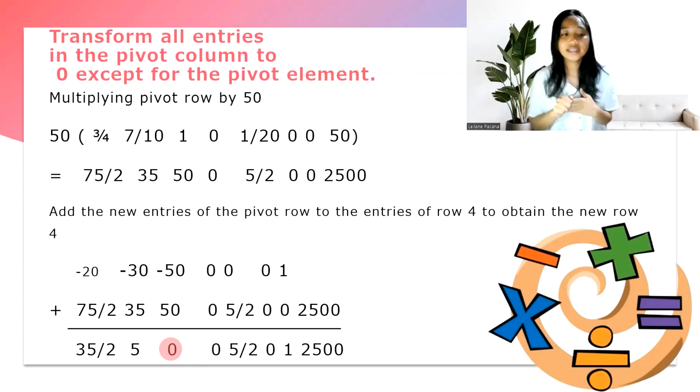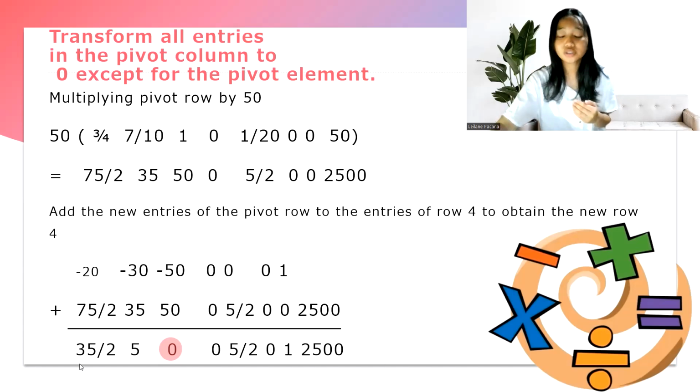So to add, negative 20 plus 75 over 2, that is positive 35 over 2. Negative 30 plus 35, that is positive 5. Negative 50 plus positive 50, of course, that is 0. 0 plus 0 is 0. 0 plus 5 over 2, that is 5 over 2. 0 plus 0 is 0. And 1 plus 0 is 1, of course. And 2,500 will be brought down here.